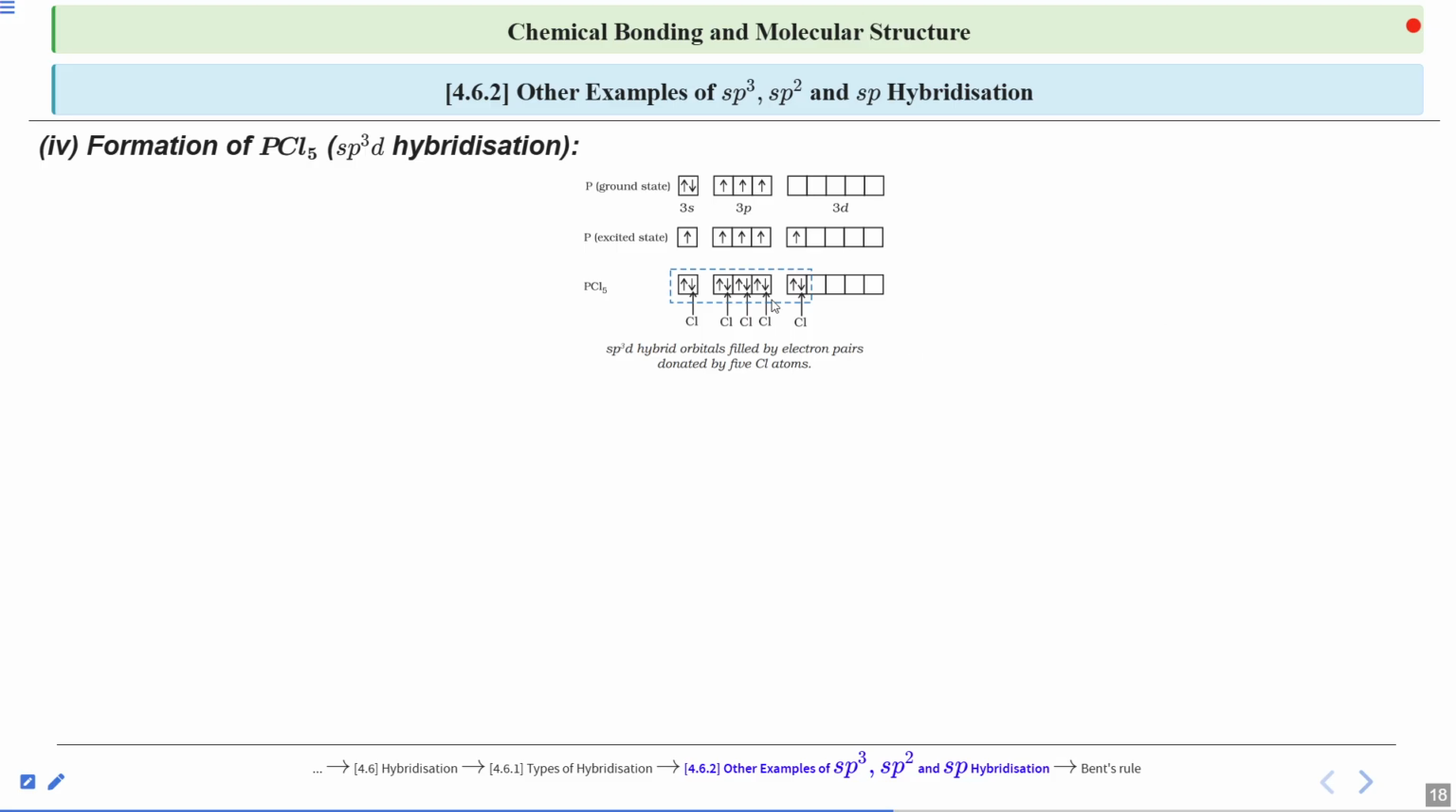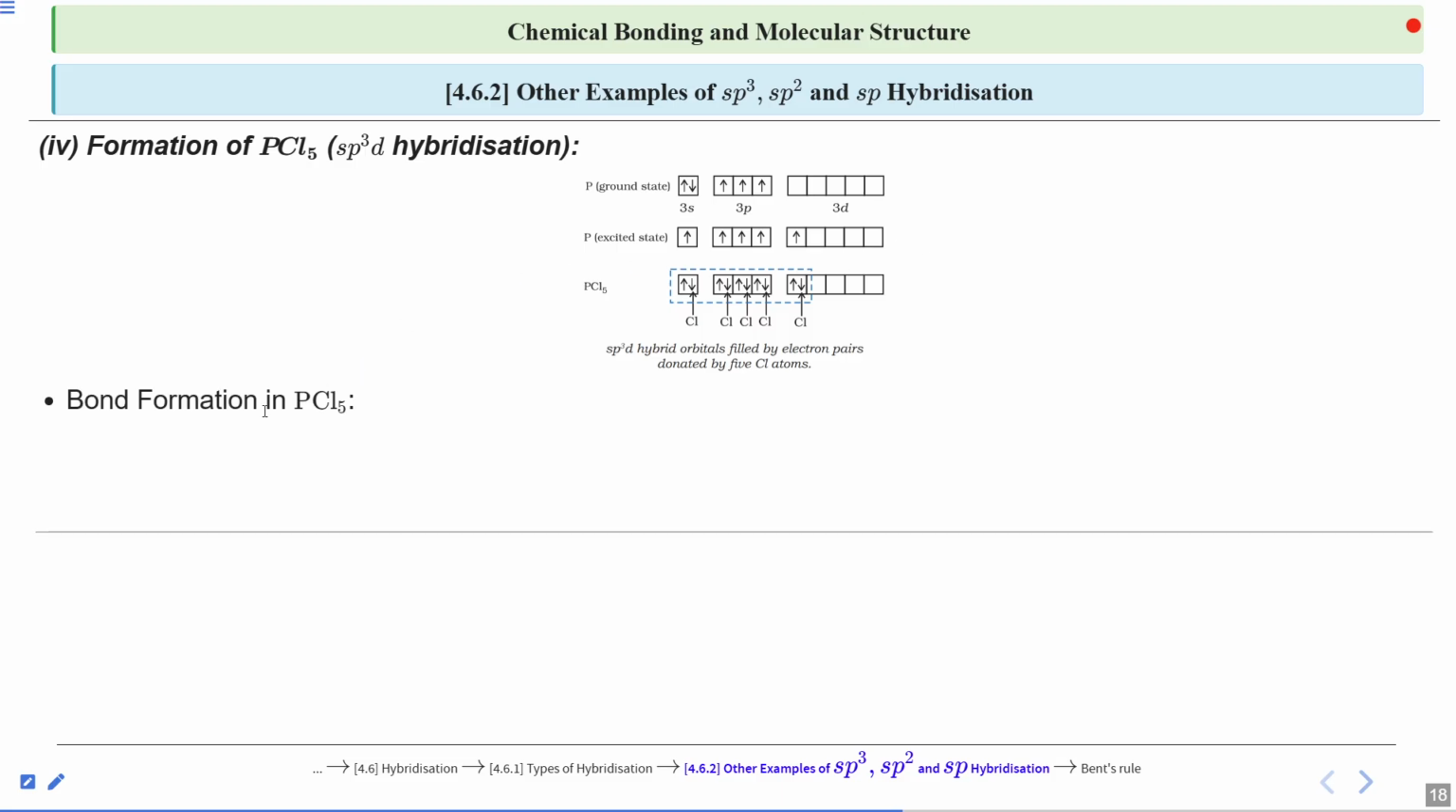So we have the ground state phosphorus. This is being excited and we get an electron unpaired and that goes to the d orbital. Easy. Next, what will happen? 5 chlorines are there. Each will donate its electron onto the chlorine atomic orbital and we will get the sp3d hybridization. I hope this is clear to you.